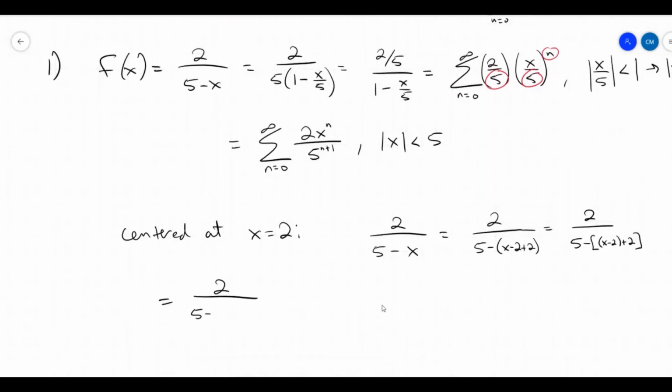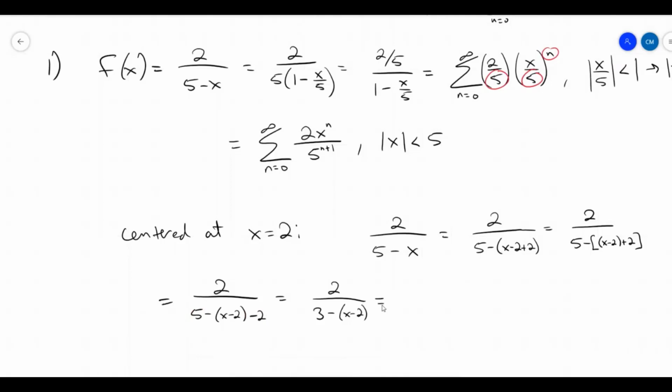So if I do that, I get 5 minus x minus 2, and then I distribute that 2, I get another minus 2, right? And then I can rewrite this as 2 over, well, now I've got a couple constants here, 5 minus 2, which is 3. So you put the 3 there. So that becomes 2 over 3 minus x minus 2, okay?